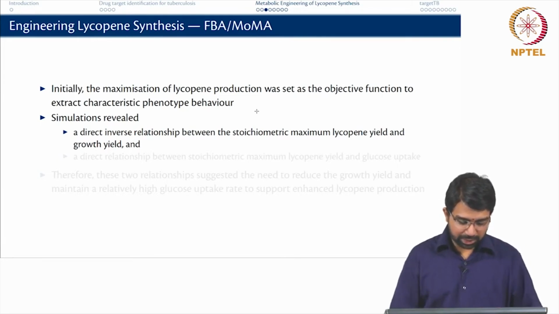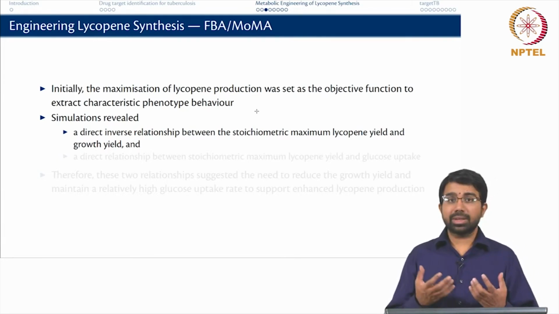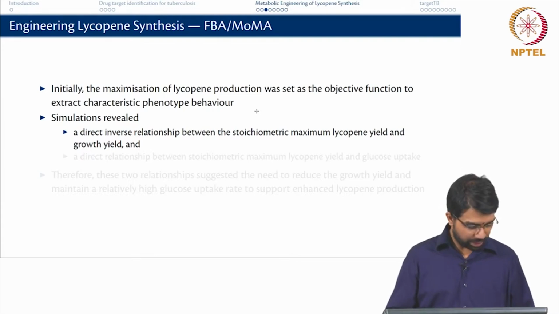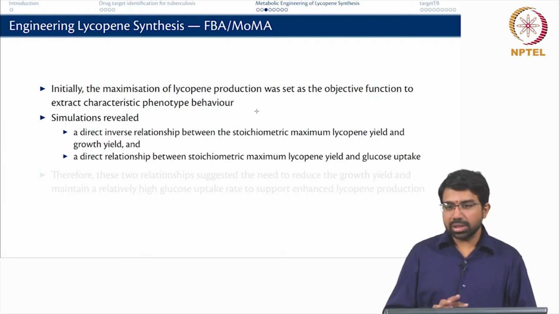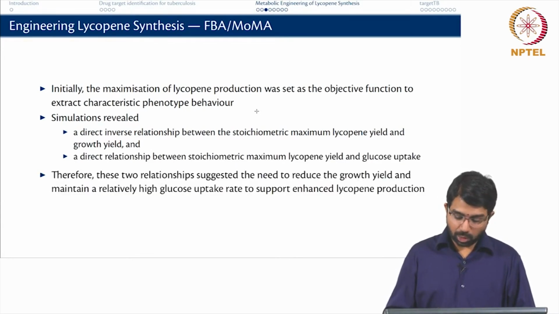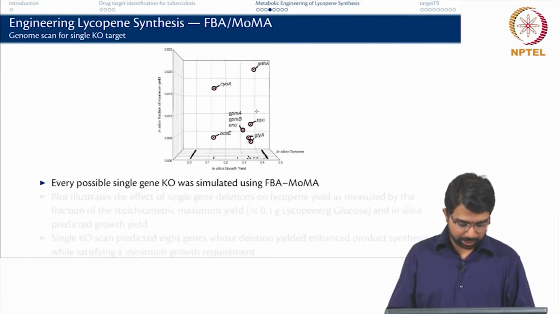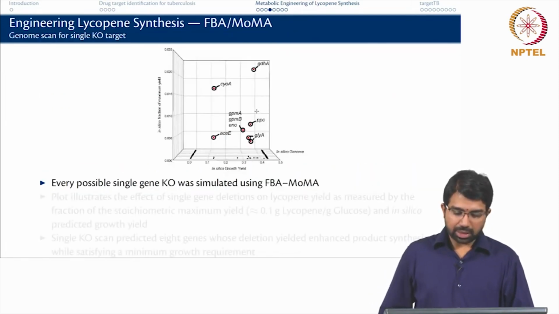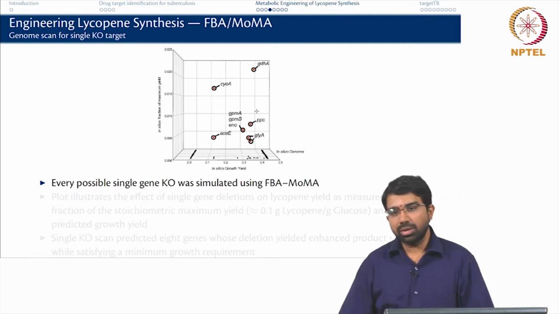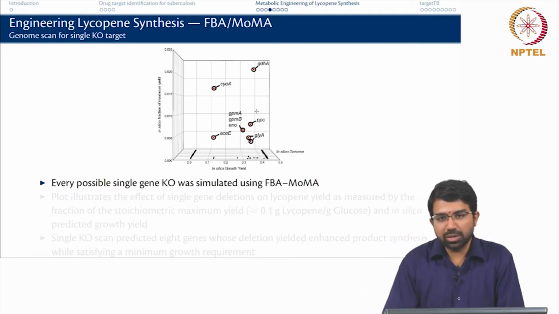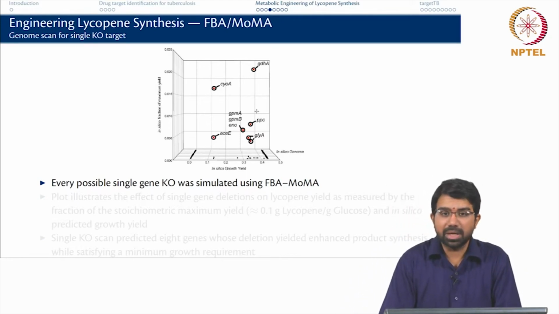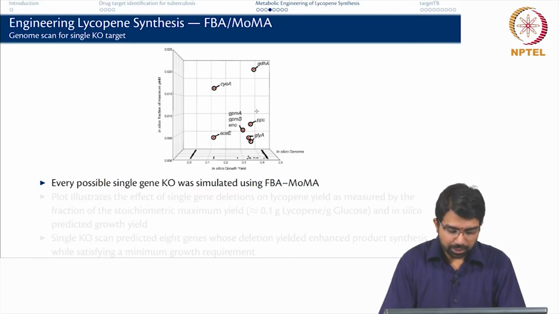They also found a direct relationship between stoichiometric maximum lycopene yield and glucose uptake. So, you need to have a trade off. You want to reduce the growth yield somewhat and also maintain a high glucose uptake rate for enhanced lycopene production. So, the method they used was to knock out every gene to see if it could possibly positively impact lycopene production. They knocked it out and simulated using FBA and MoMA.